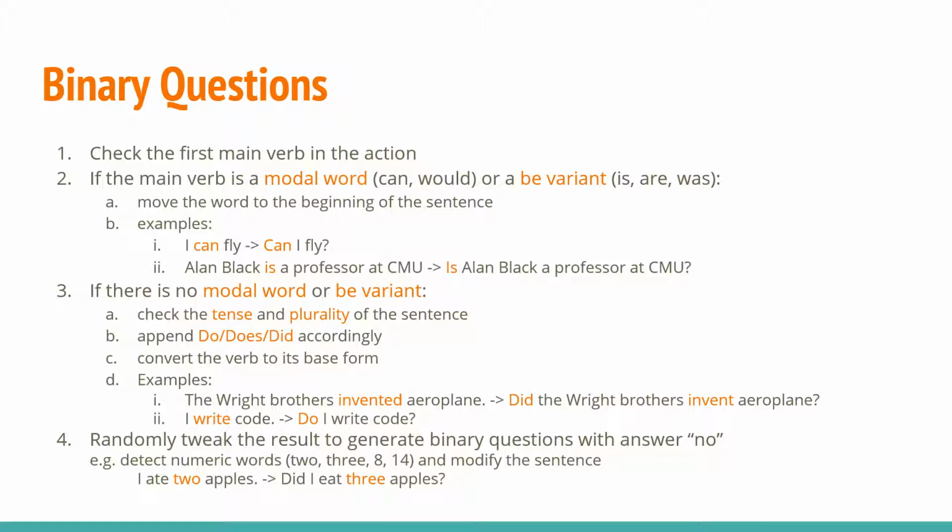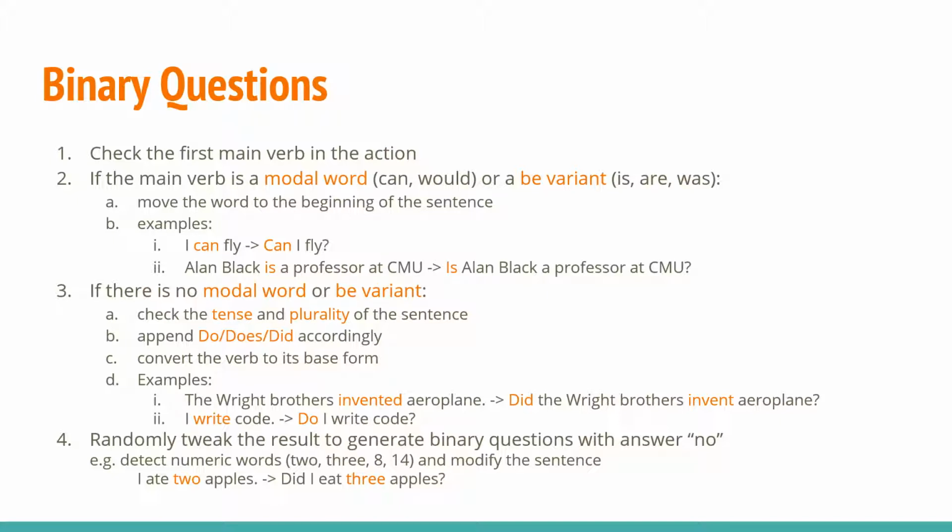For the binary questions, first we will check the first main verb in the action. If the main verb is a modal word or a be variant, this case is very easy. Like, if the sentence is, I can fly, the question is, can I fly? If there are no modal words or be variants, then the case is more complicated.